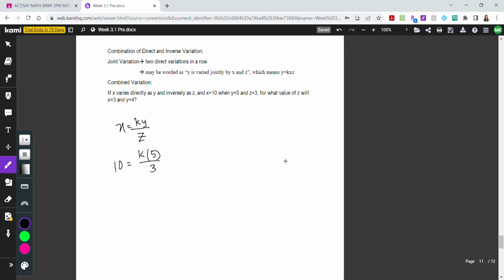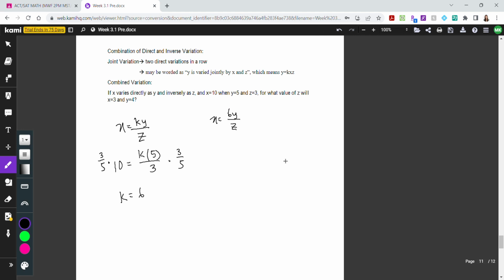Okay, so as you can see, the first thing I need to find is k, right? The constant of proportionality. So I'm going to multiply both sides by the reciprocal, which is going to be 3 over 5, which will then give me k as 6. So that means my equation is going to be x equals 6y over z.